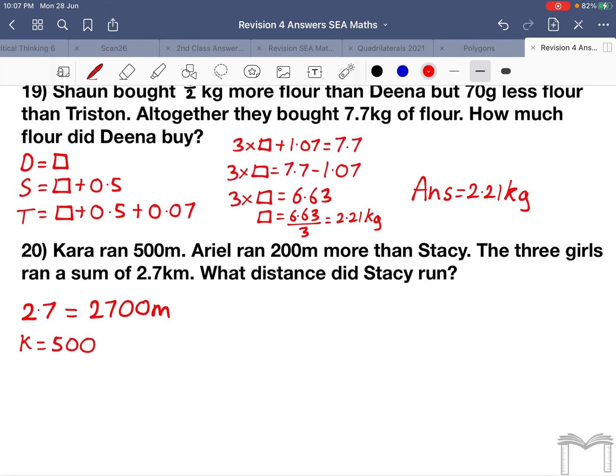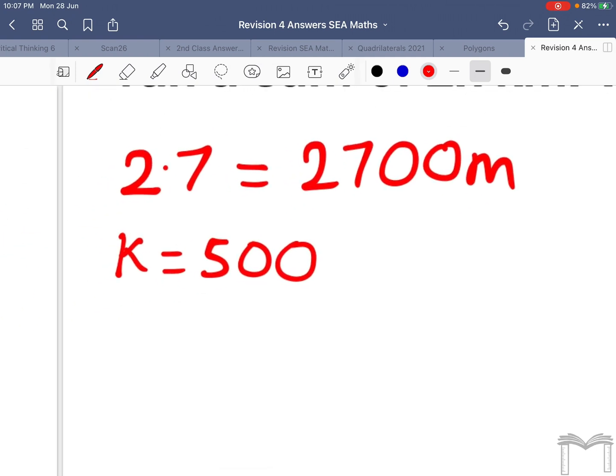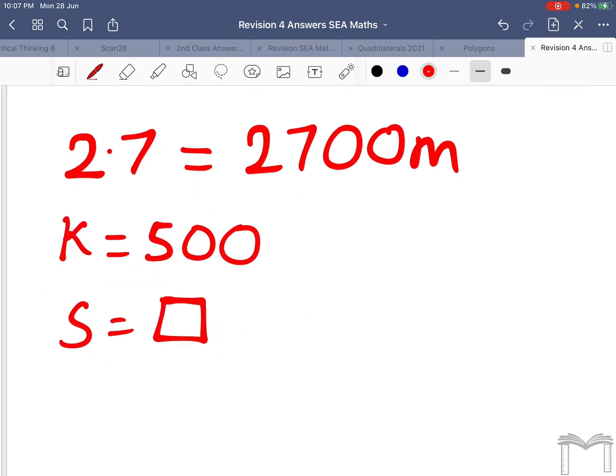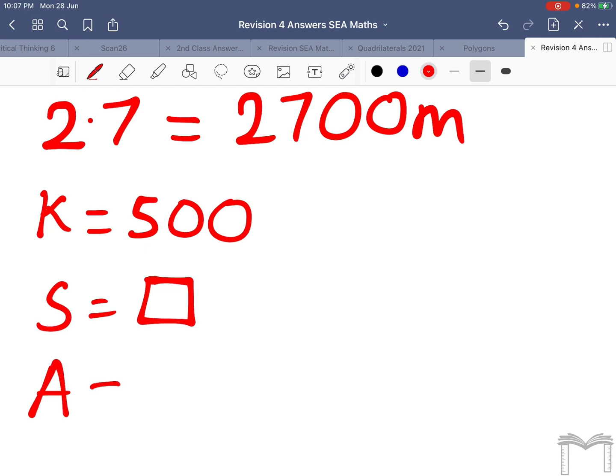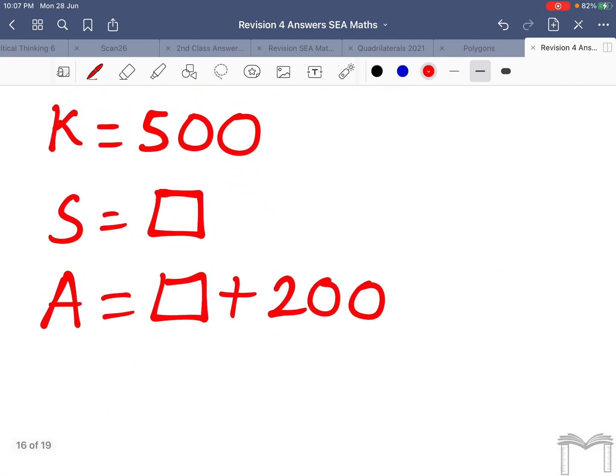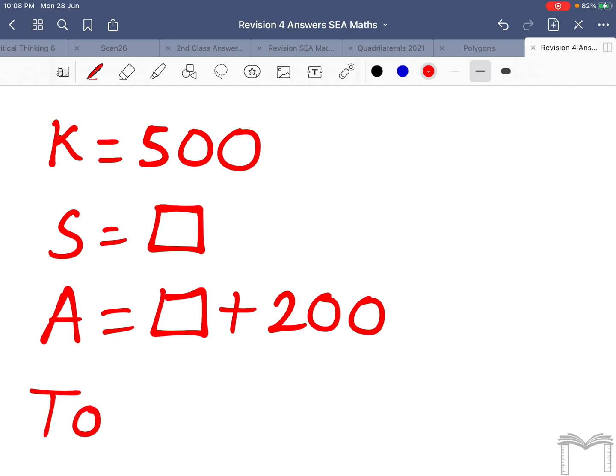Ariel ran 200 more than Stacy. So let's put box for Stacy, seeing that Stacy got less. And Ariel got 200 more than Stacy, so that's 200 more than box, so box plus 200. And now we'll add everything together to get a total.